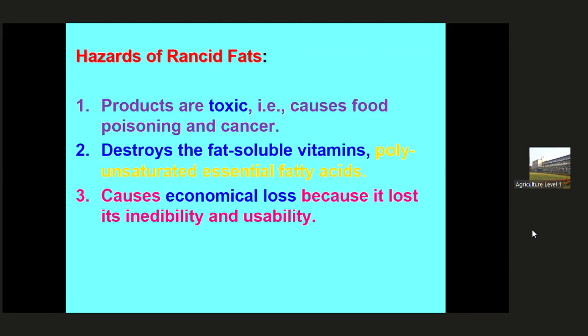And rancidity was of three types: hydrolytic, oxidative, and ketonic rancidity. And this rancidity is very hazardous for the human body as well as for health. It also causes economic loss and biological loss. So that was our previous discussion.